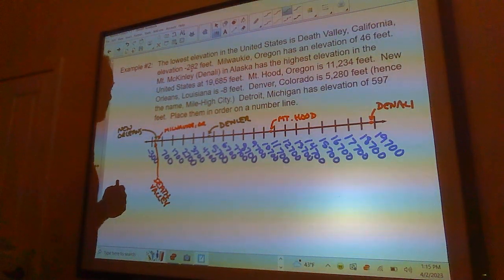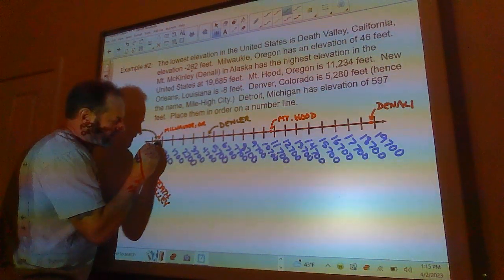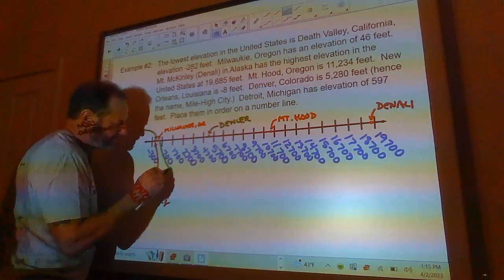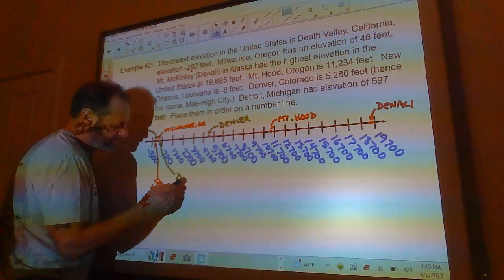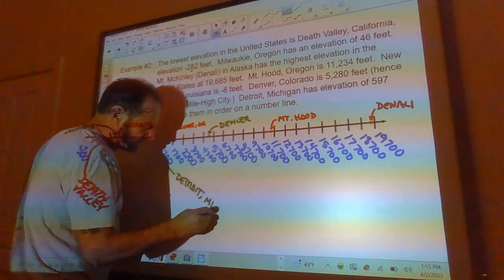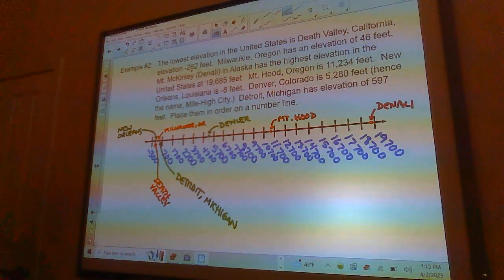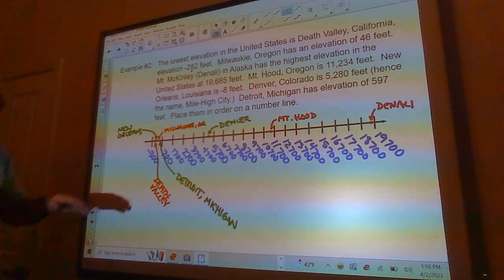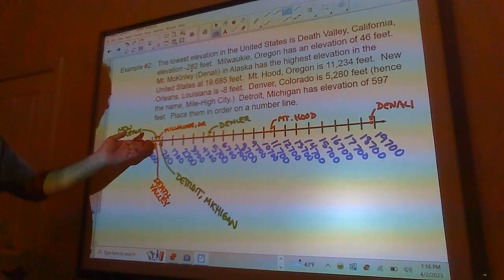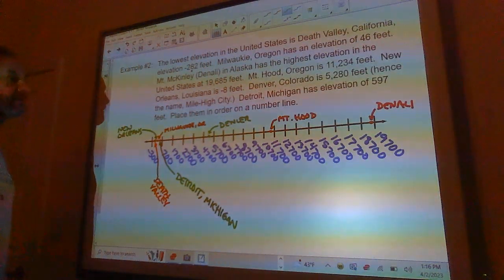And what do we got? Detroit, 597. So that's going to be right about here. Whoops. Yeah, Detroit. We're going to label that Michigan because there's a Detroit, Oregon. We don't want to get that confused. Okay, so there we've got it. Now we can easily tell what order these are in. Death Valley is the lowest, followed by New Orleans, followed by Milwaukee, followed by Detroit, followed by Denver, followed by Mount Hood, and then Denali is the biggest because it's the furthest to the right.